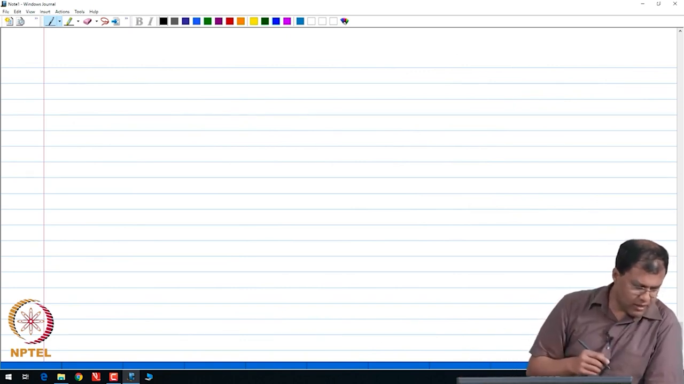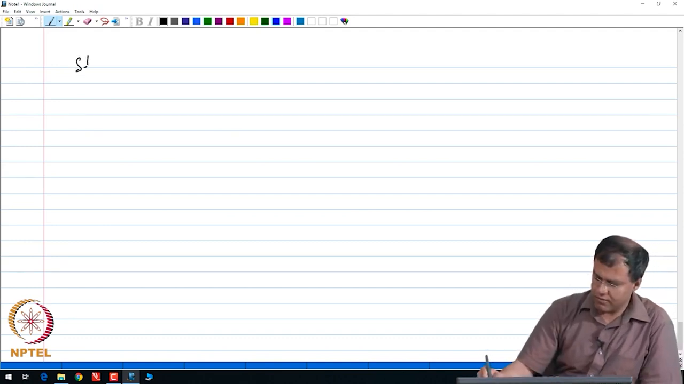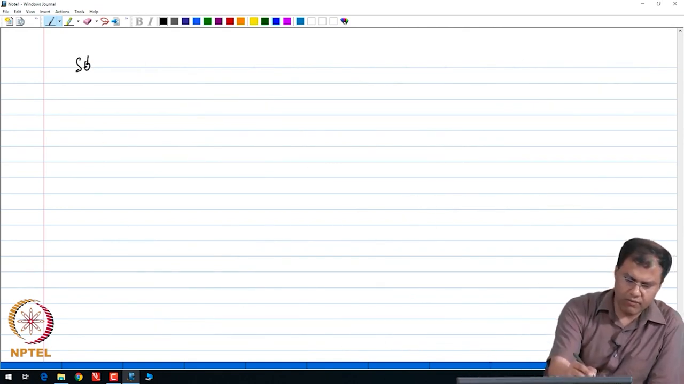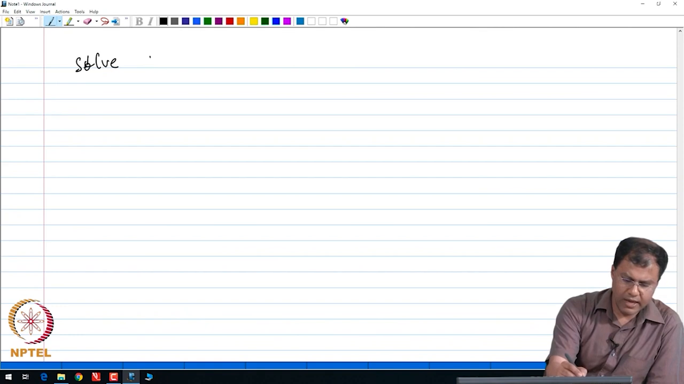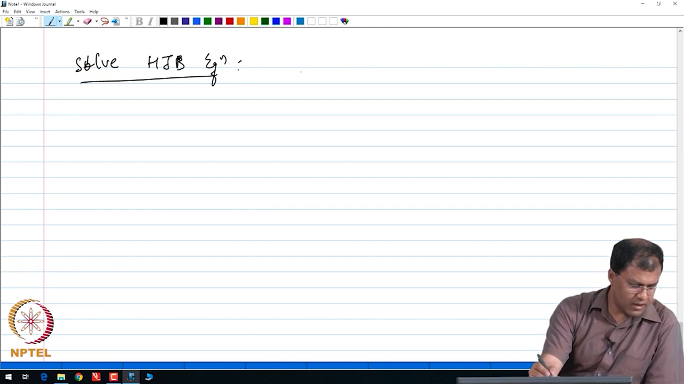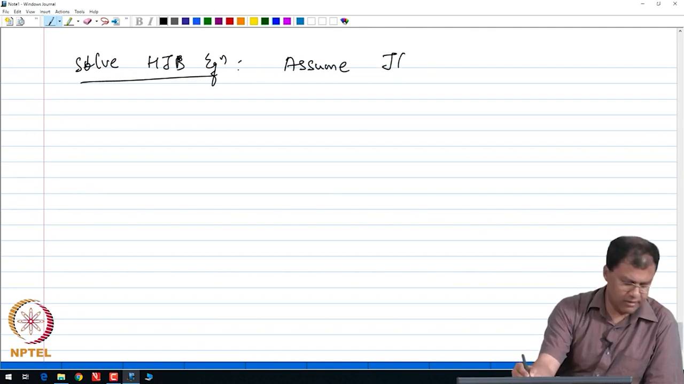We see the following. So, step 4 is, we are going to solve. Have we already used step 4? Yes, we have used. So solve the HJB equation, and let us see what it does. We are going to assume that my J has the following form.